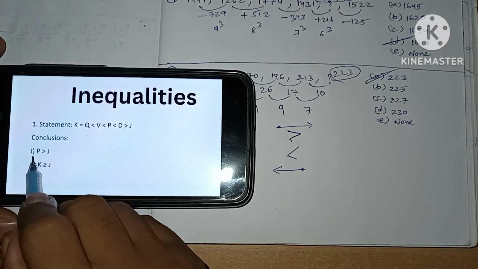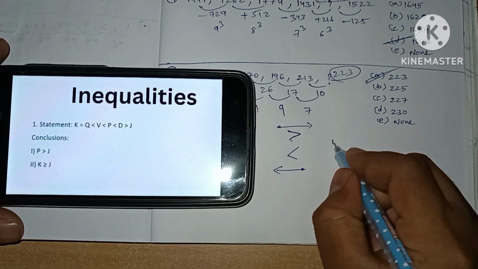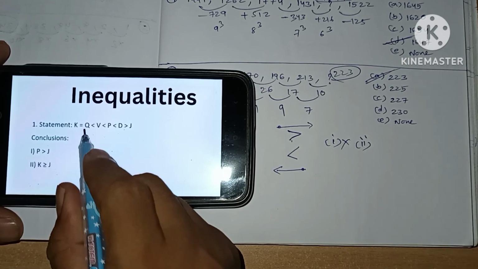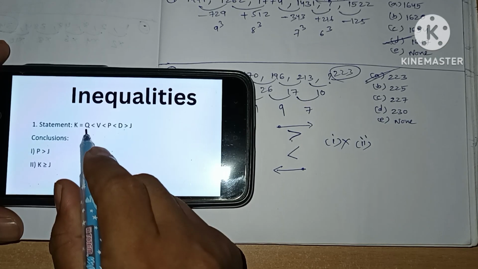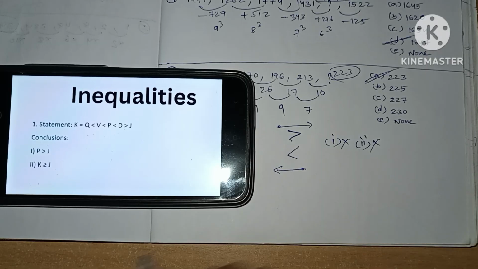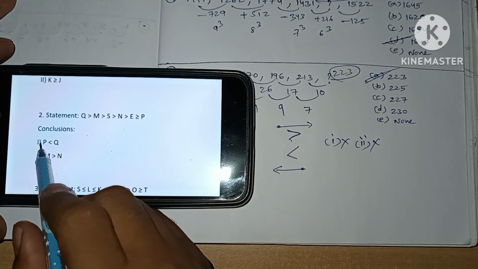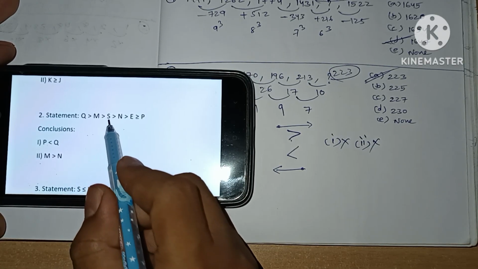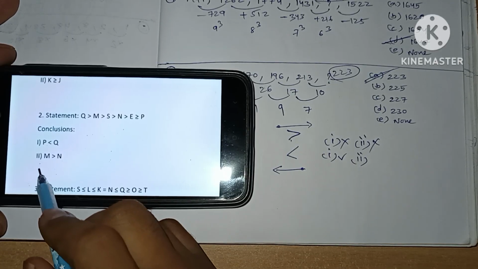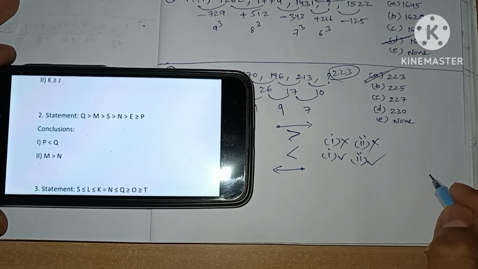First question, the first conclusion is the flow from P to J. From P we cannot reach J, so the first conclusion will be false. Second conclusion, the flow from K to J with equal to also. From K we can reach up to Q but not to J, so the second conclusion is also false. Now the second question, the flow from Q to P. From Q we can reach P, so the first conclusion will be true. Second conclusion, the flow from M to N, from M we can reach N, so it is also true.